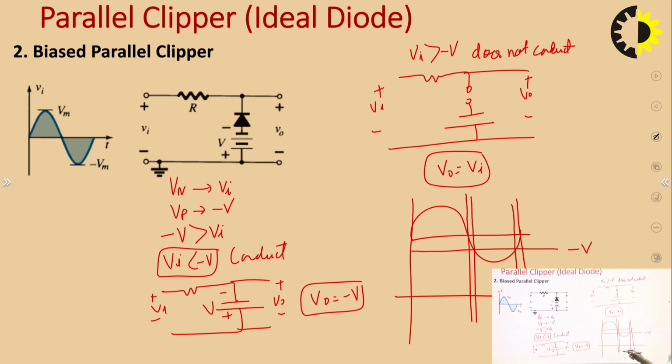Now for Vi less than minus V, this is the conducting region. For this region our diode is in conducting state. So in the conducting state, output is equal to minus V, and in the rest of the region the output is equal to Vi, like in this way. So this will be our output waveform. So here we can see our negative cycle has been clipped, but not completely clipped. Some part of the cycle has been clipped.